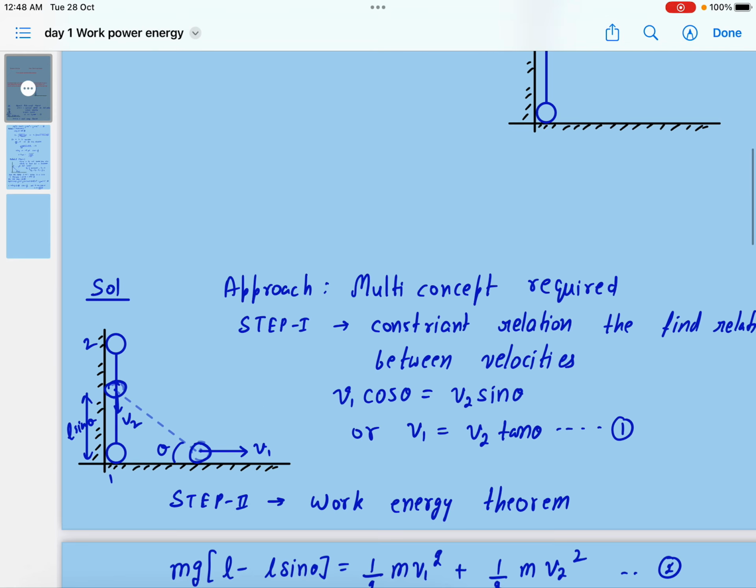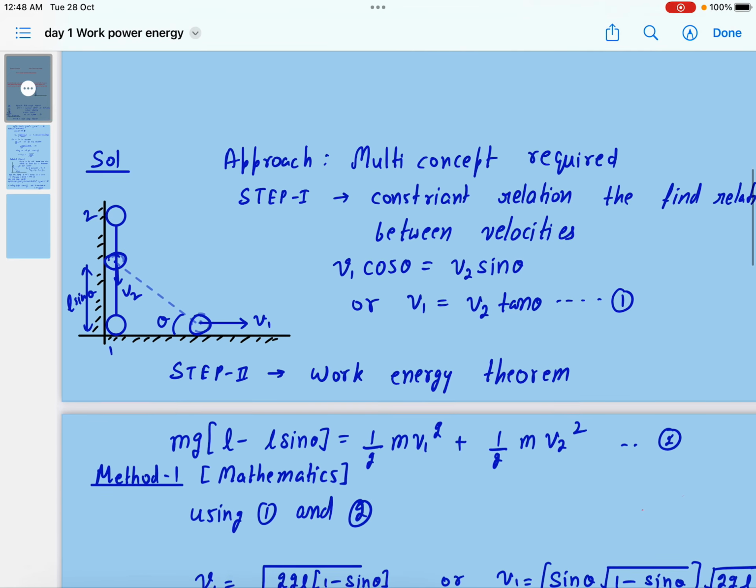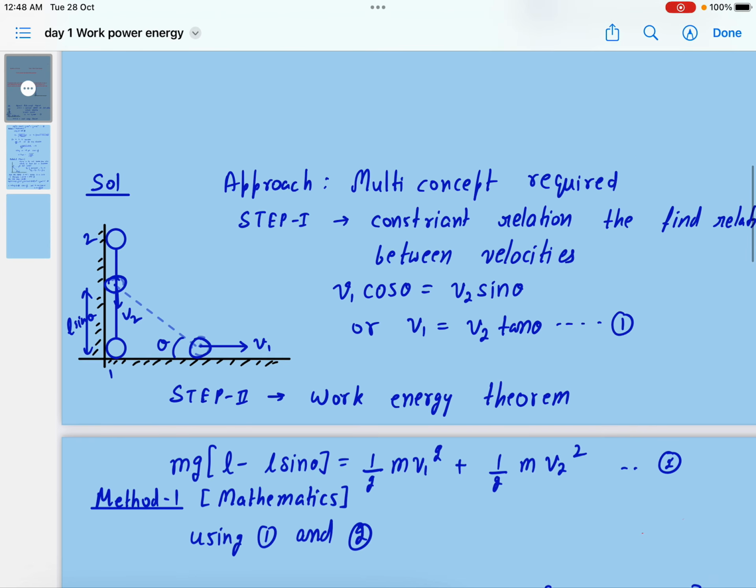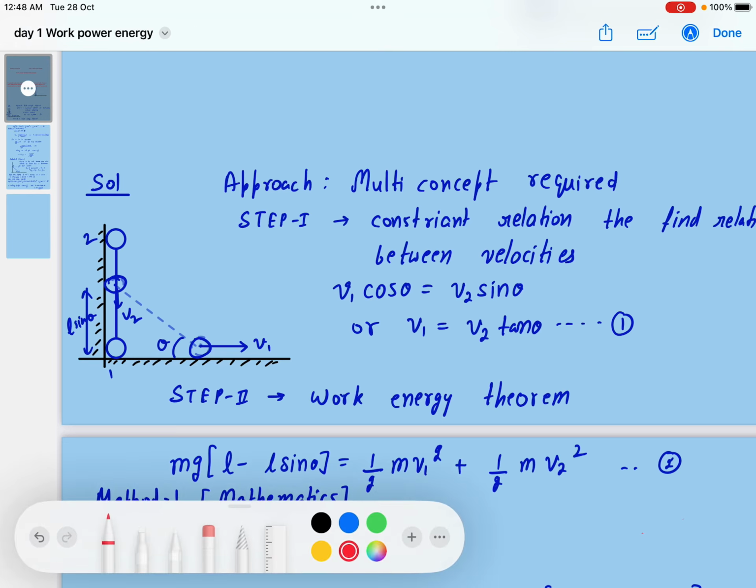Now see beta, that is approach 1. Basically, multiple concepts are required in this question. The first step should obviously be to obtain the velocity of one with respect to the other, so that we can reduce one variable here.